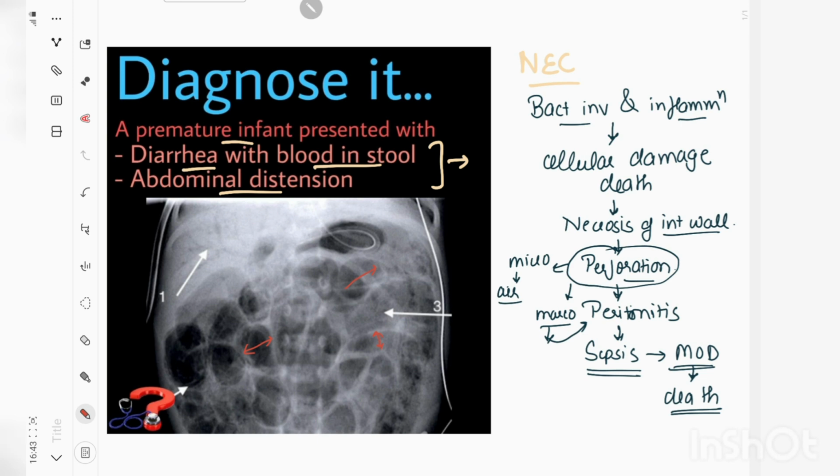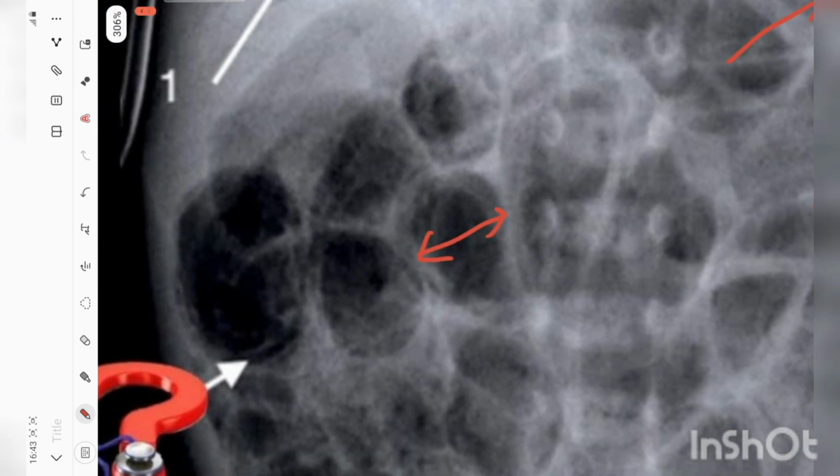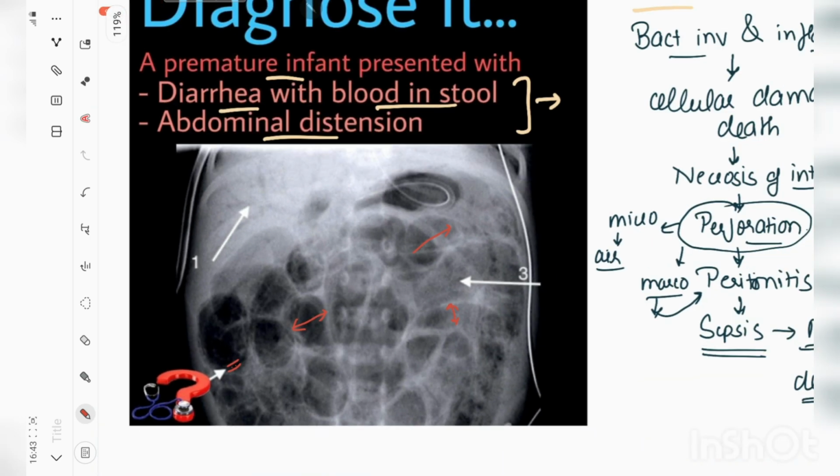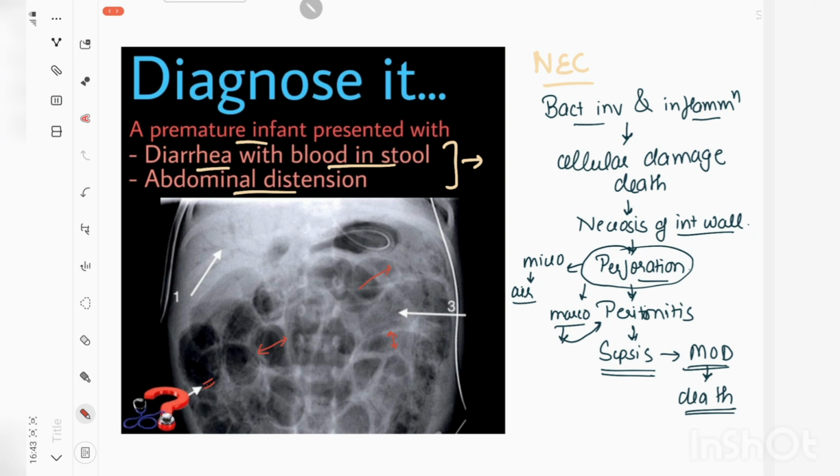The other thing that we can see is the presence of pneumatosis intestinalis that you can see here. Here you can see the presence of gas between the two layers of the intestinal wall. This is the pneumatosis intestinalis. The other thing that you can see is the presence of gas inside the portal vein.